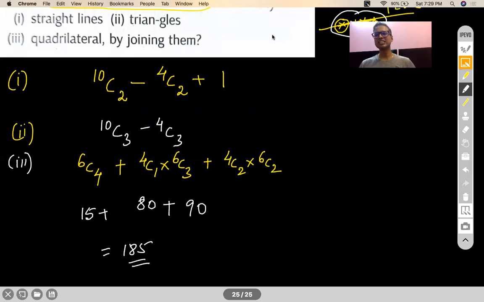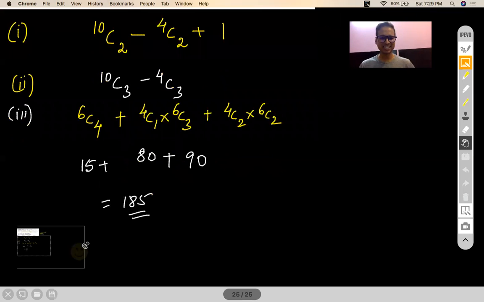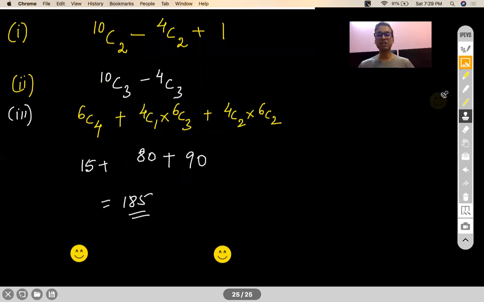So dear all, with this we put an end to our very long chapter. But this is very important from your KVPY point of view also. So now that you have done this chapter to such a great depth, you should not get stuck in any KVPY questions.